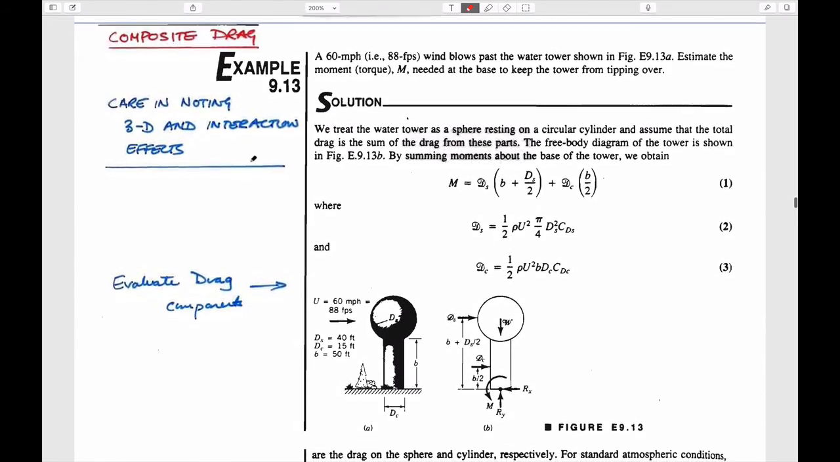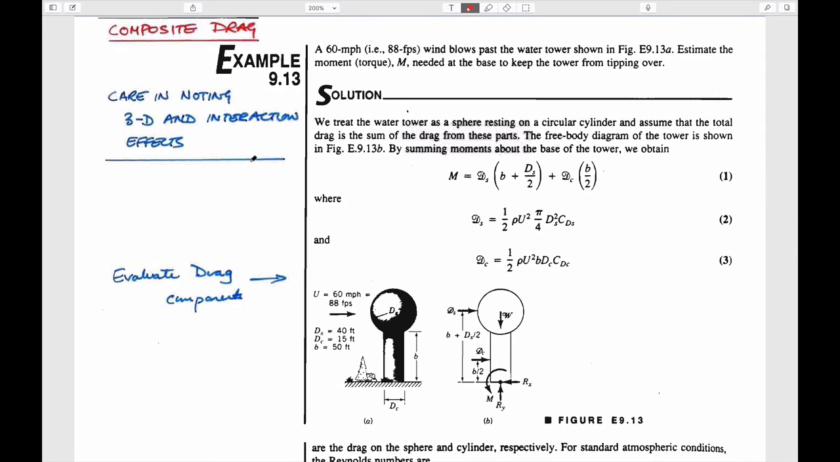External flows, same kind of idea. You can calculate what the drag is on an object if you know what the velocity past it is, because you can calculate that the drag force is equal to density, velocity squared, cross-sectional area. This is an area, and this is the coefficient of drag.